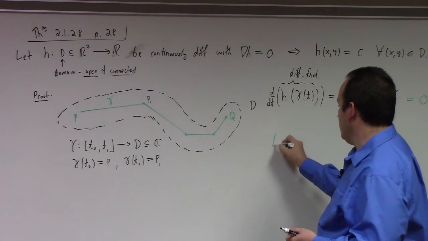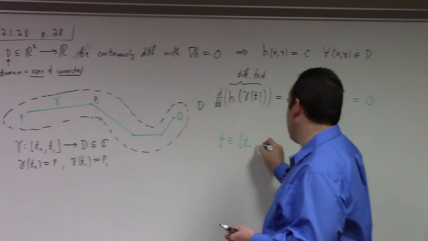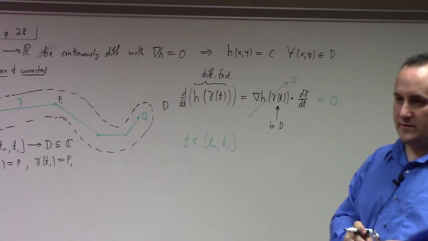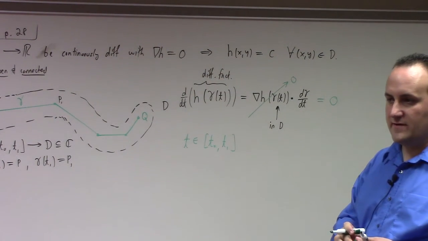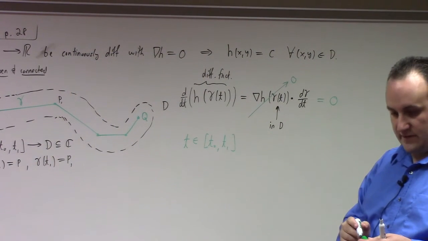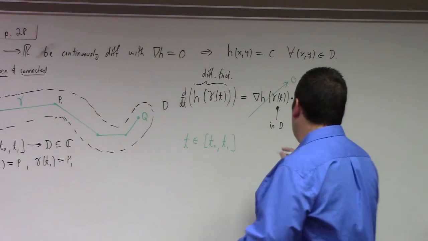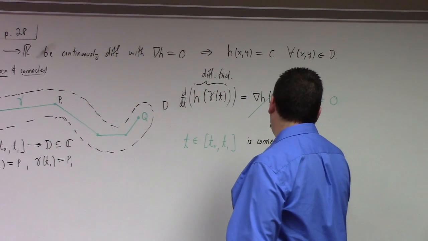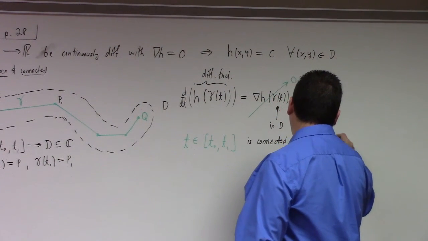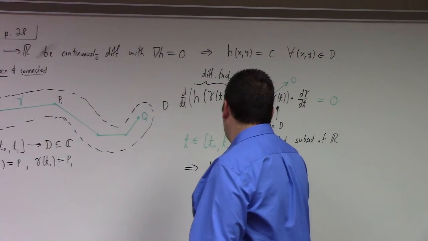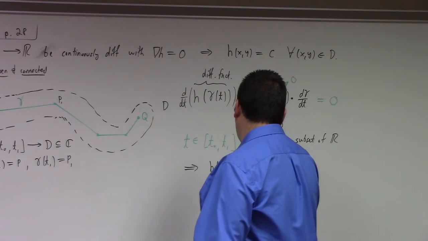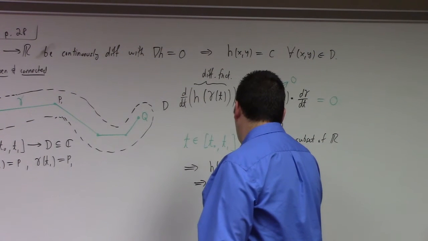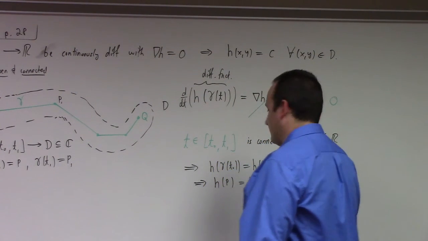But T is an element of what? T is an element of T naught to T1, which is an interval of real numbers. So that's a connected subset of real numbers. If the derivative of a real valued function on a connected subset of real numbers is 0, then that means that the function is constant. So it follows then that H of gamma of T naught is equal to H of gamma of T1, which is to say that H of P is equal to H of P1, right?